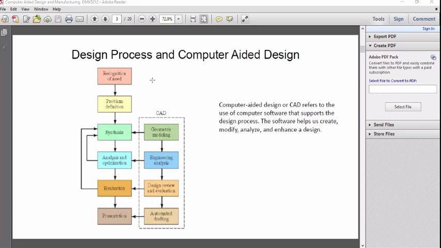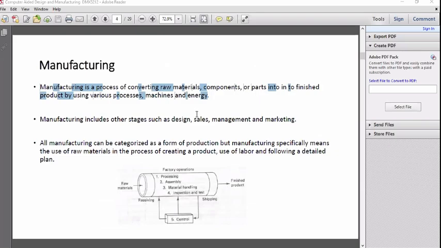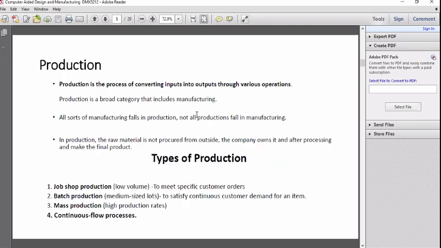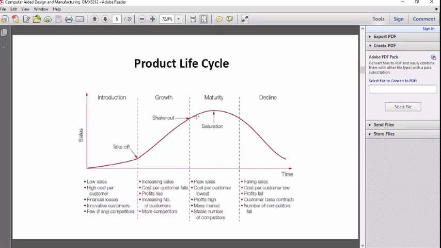So what we were talking about, the design process with use of computers. The traditional design process has been modified by this part using computers. We will talk about this step by step. So let's look at product life cycle. Each and every product has a life cycle.